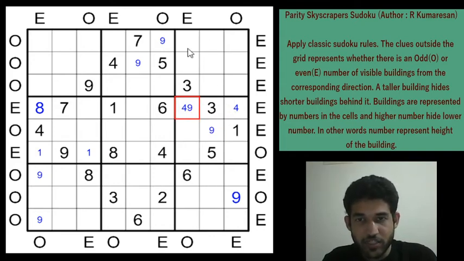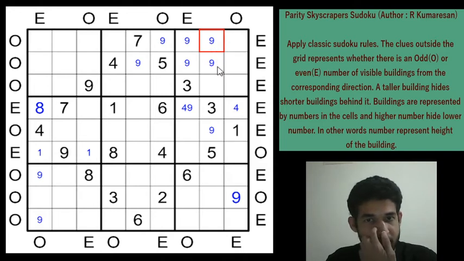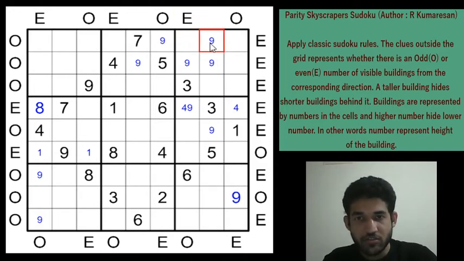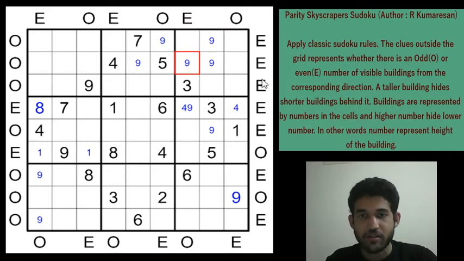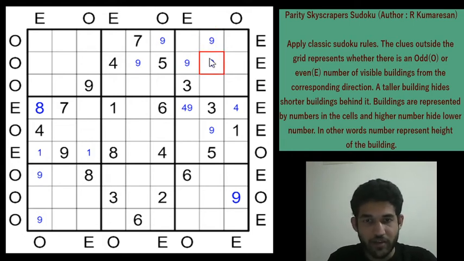And similarly, if you see box 3, 9 cannot be in row 3, 9 cannot be in column 9. So 9 has to be in one of these 4 cells, right? But 9 is not possible here because outside clue is even. So 9 must be in one of these 3 cells, and all 3 cells are possible. You can have the 9 here, you can have the 9 here, and you can also have the 9 here. So not much is going on with the 9s for now because we have placed almost 9s wherever important.